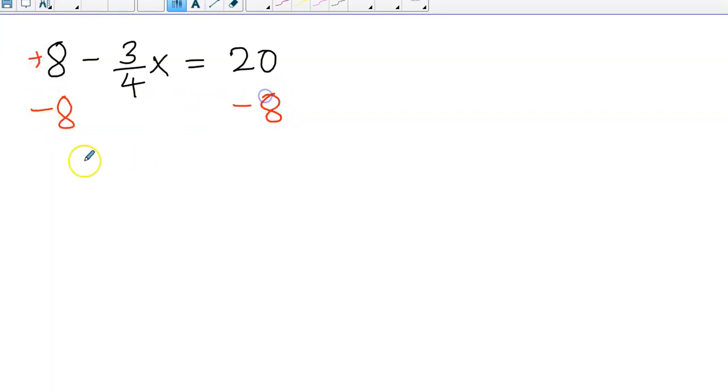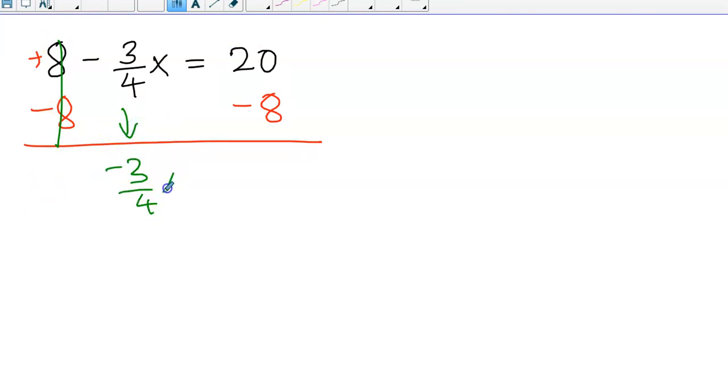So when I subtract 8 on the left hand side, do the same thing on the right hand side. 8 and 8 is gone. Bring down negative 3/4 of x is equal to, what is left here? This is 20, sorry.